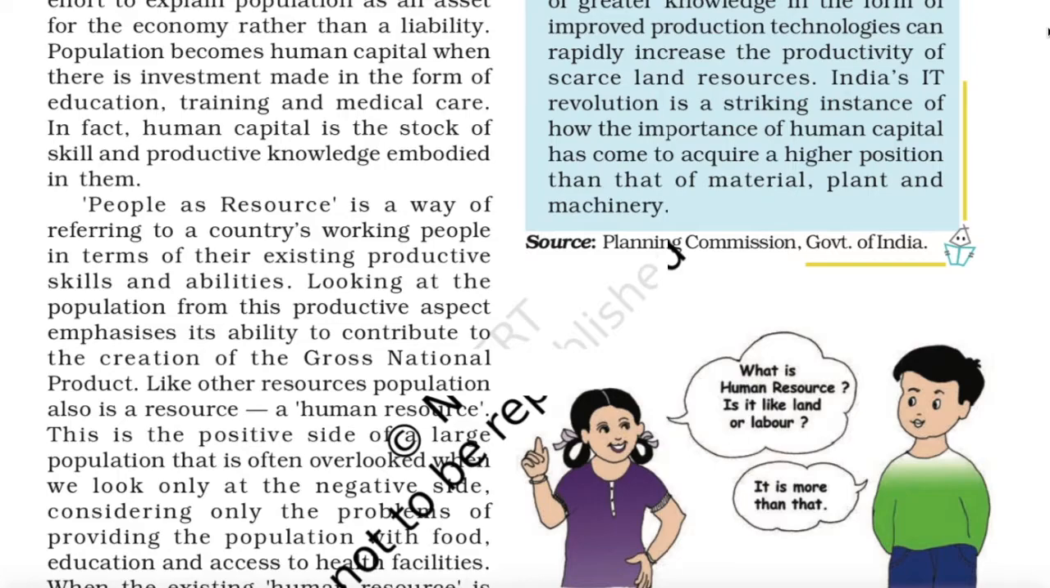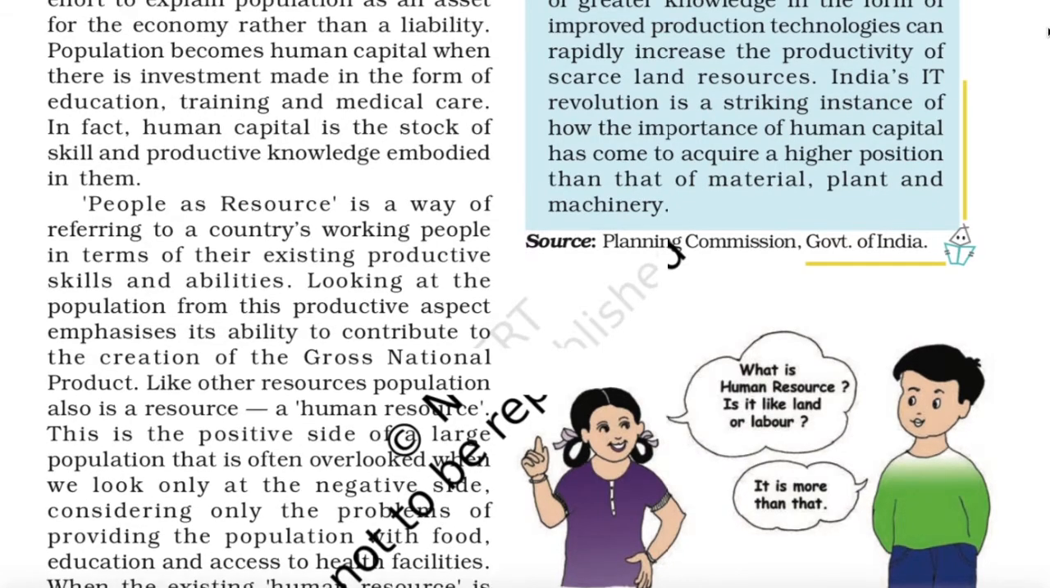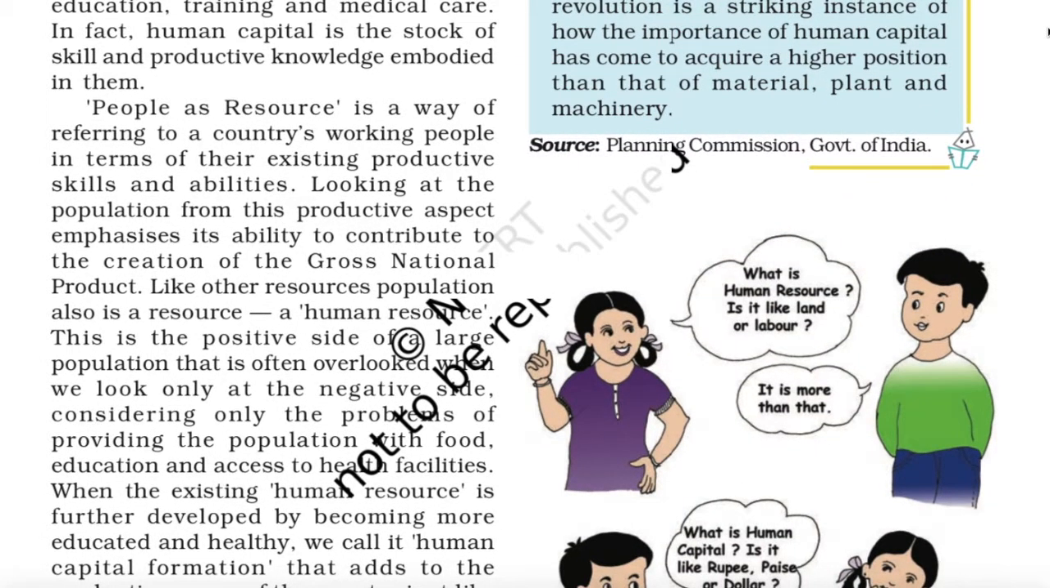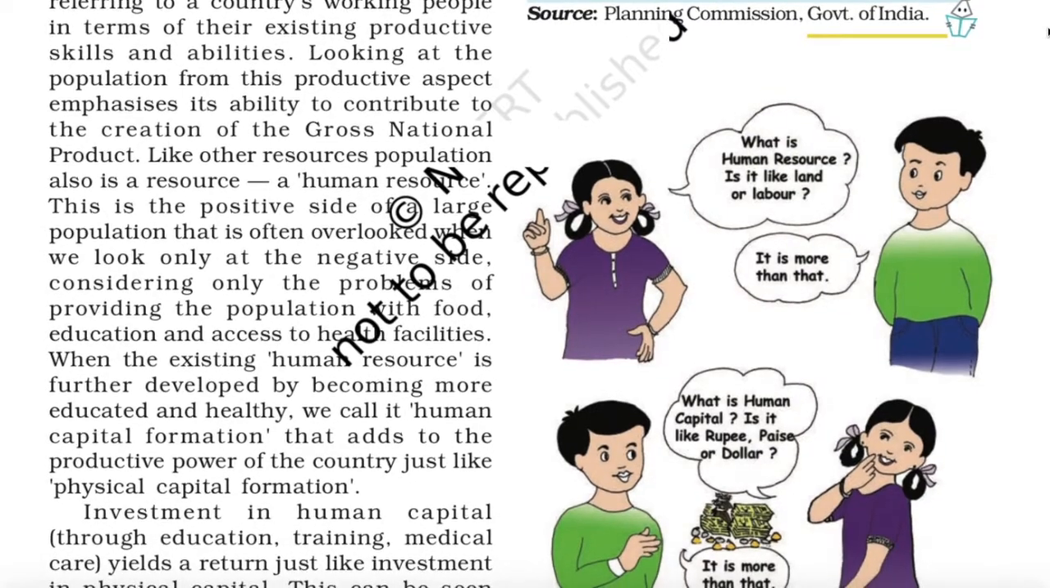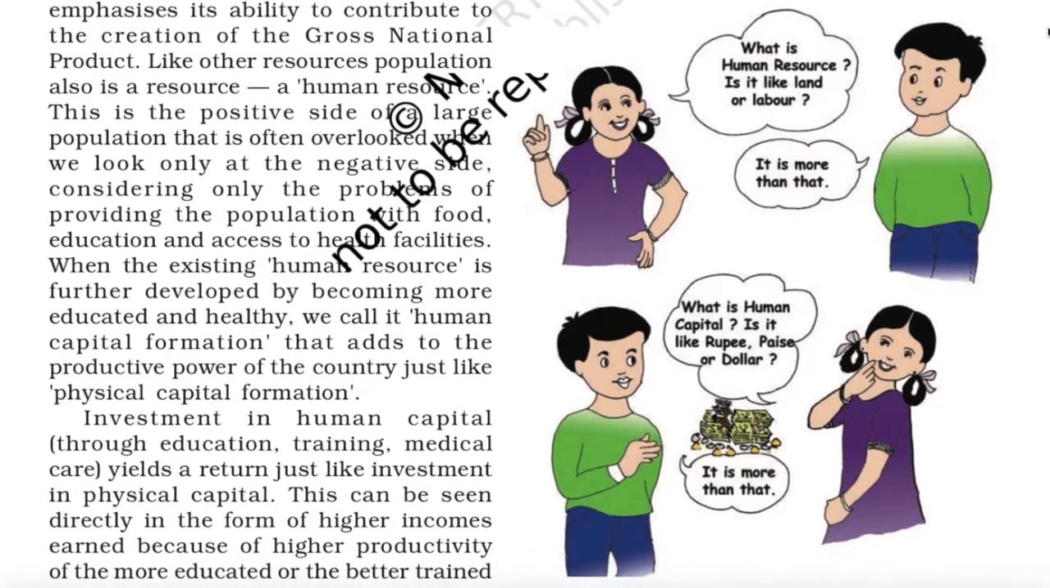This is the positive side of a large population that is often overlooked when we look only at the negative side, considering only the problems of providing the population with food, education, and access to health facilities. When the existing human resource is further developed by becoming more educated and healthy, we call it human capital formation that adds to the productive power of the country, just like physical capital formation.